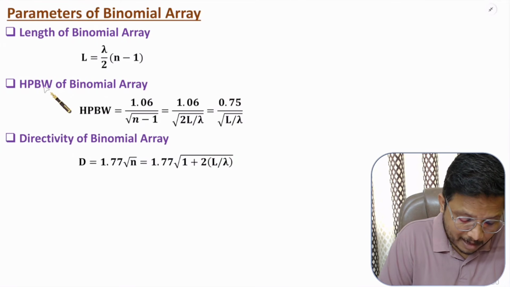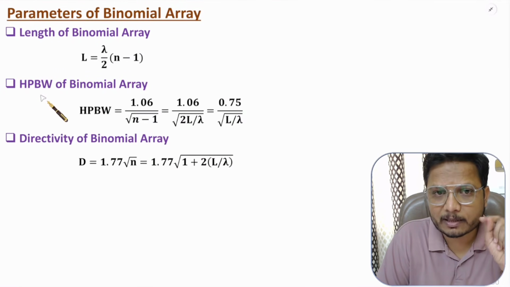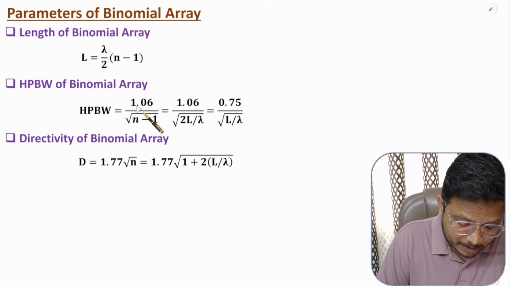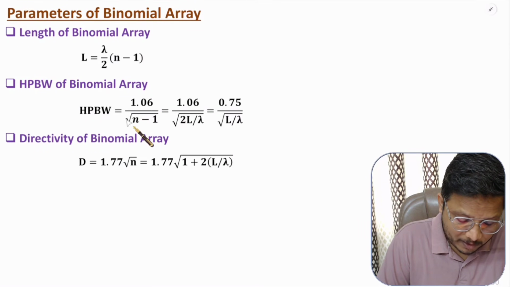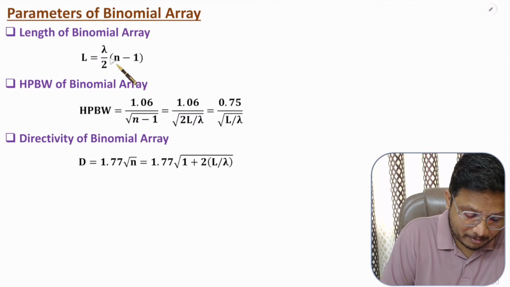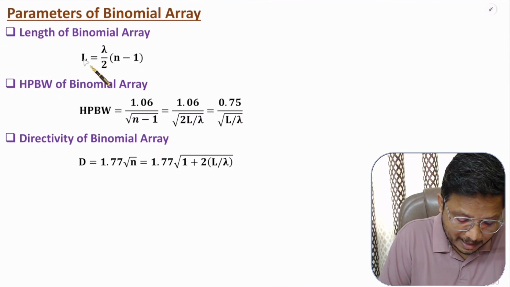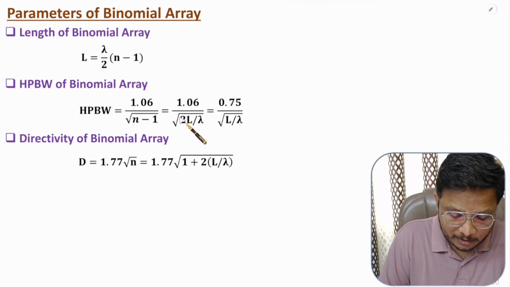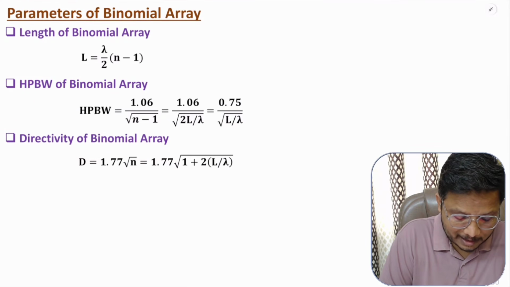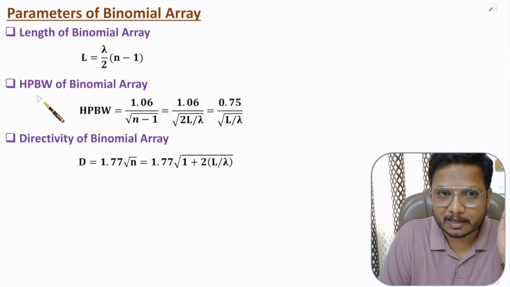If you want to calculate the half power beamwidth, then you'll have to remember this equation. See, that is 1.06 divided by square root of n minus 1, where n minus 1 is how much? That is 2L by lambda, right? So if you substitute square root of 2L by lambda over here, you will be having 0.75 divided by square root of L by lambda, that is the half power beamwidth of a binomial array, right?